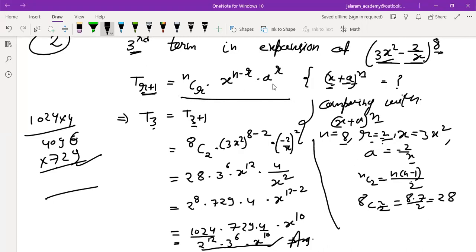So we will substitute all the values in the general term. T r plus 1 equals NCR x to the power n minus r into a to the power r, in the expansion of x plus a whole to the power n. So T2 plus 1 equals 8C2, since the value of n is 8 and the value of r is 2. Into, in place of x, 3x square whole to the power 8 minus 2, into, in place of a, minus 2 by x whole square.